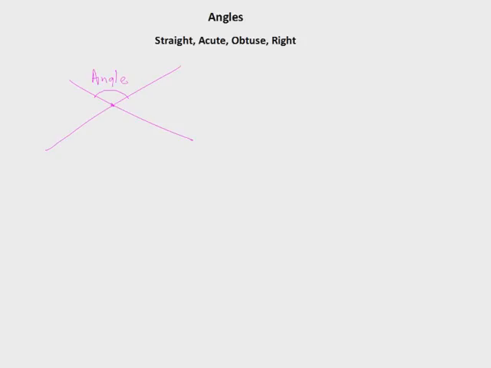Another way to understand an angle: I take a line segment and I rotate this line segment around a fixed point, and the line segment ends up somewhere here. So I started with the line segment AB and I rotated AB about A and it ended up here. And I formed this angle. This is the angle formed by the rotation of AB.